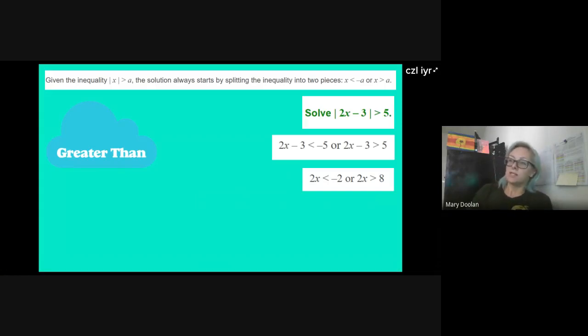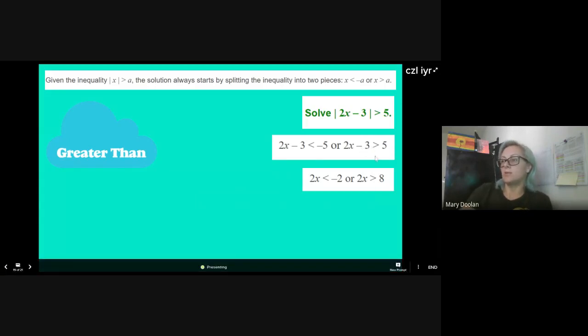So 2x minus 3 is less than -5. You add +3 to both sides, so 2x is less than -2. For 2x minus 3 is greater than 5, we're going to add +3 to both sides here as well. 5 plus 3 is 8, so 2x is greater than 8. And now we're going to solve these two inequalities. Isolating the x on both of these problems, we need to divide both sides by 2. So 2 divided by 2 is 1. Negative 2 divided by 2 is negative 1. 2 divided by 2 is 1. 8 divided by 2 is 4. So this is the solution to this inequality with absolute value when it's greater than.